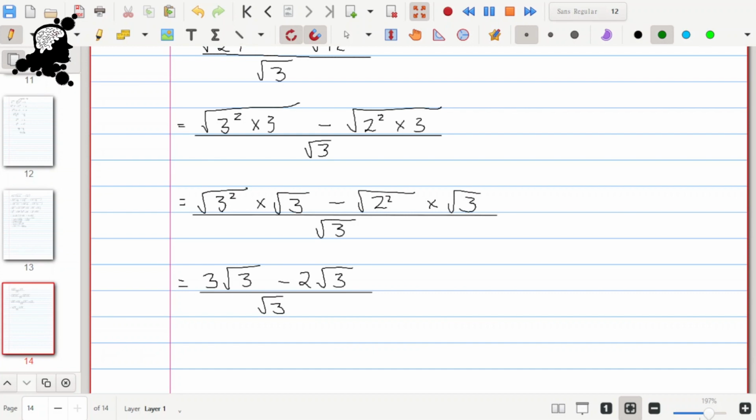Once again, we have like terms. 3x minus 2x, we know this is just x. So in the context of the surds we're looking at right now, this is going to give me the square root of 3 divided by the square root of 3, giving me an answer of 1. I hope that this made sense. Let's have a look at the next question.